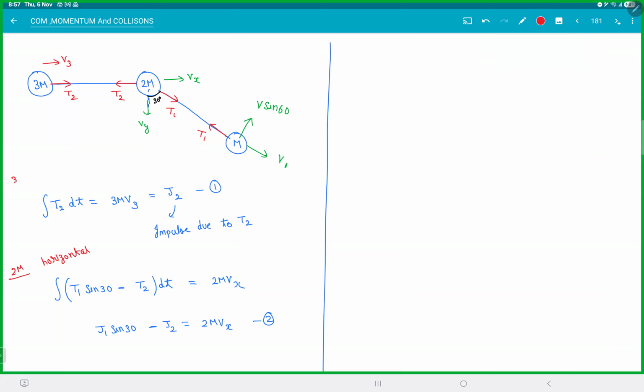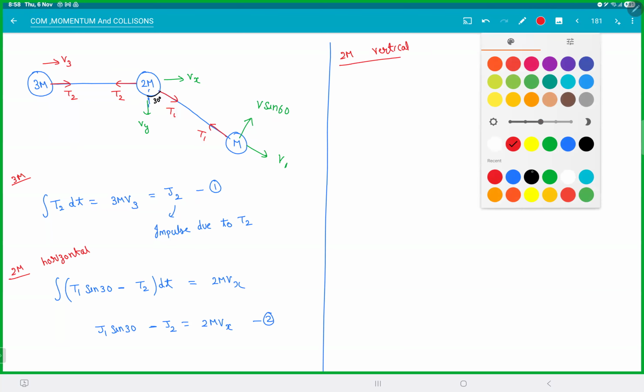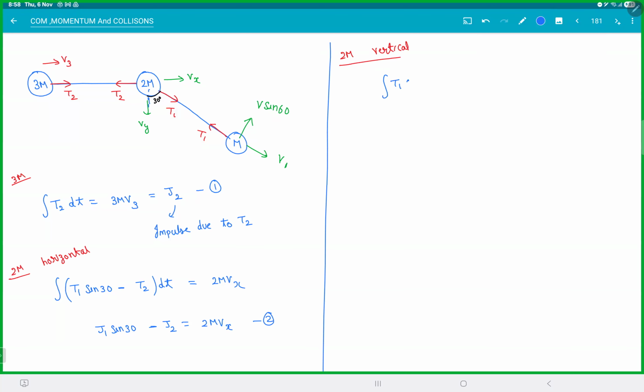This is for 3m horizontal direction. For the 2m in the vertical direction, there is only one impulse, which is integral T1 cos 30. So that is the force in the vertical direction into time, which will give you 2m Vy. You can write this as J1 cos 30.